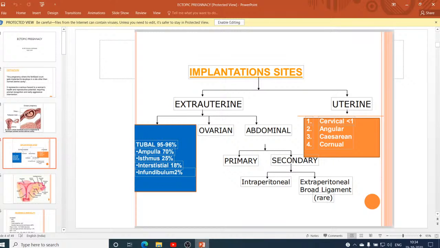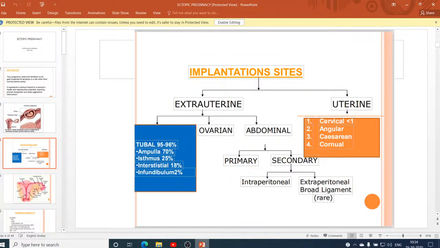So, what are the implantation sites where the fetus can be implanted? It is divided into extrauterine and uterine. In extrauterine, the tubal percentage is 95 to 96%. In tubal, there are four parts, and the most important part is the ampulla. Ampulla will be 70%, isthmus 25%, interstitial 18%, and infundibulum 2%.